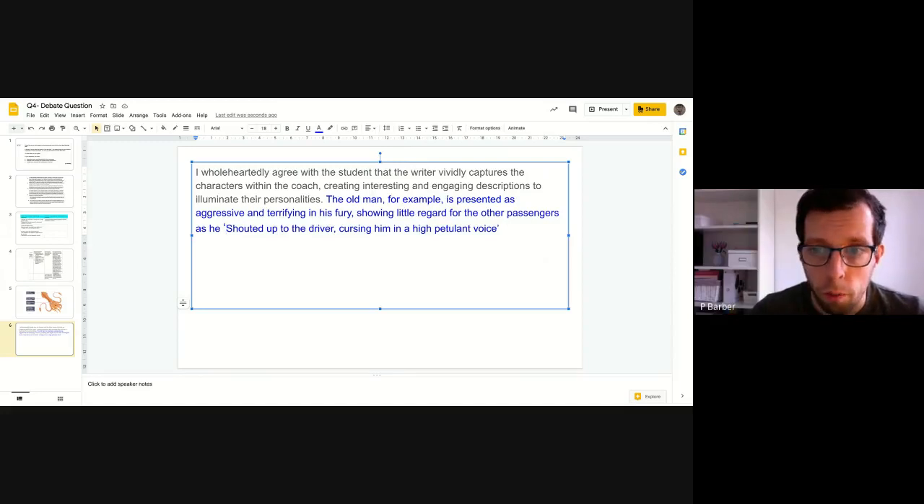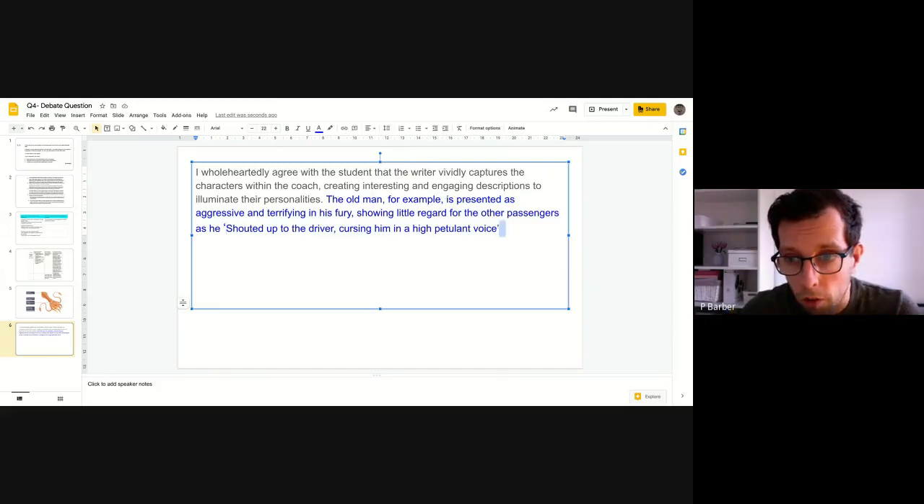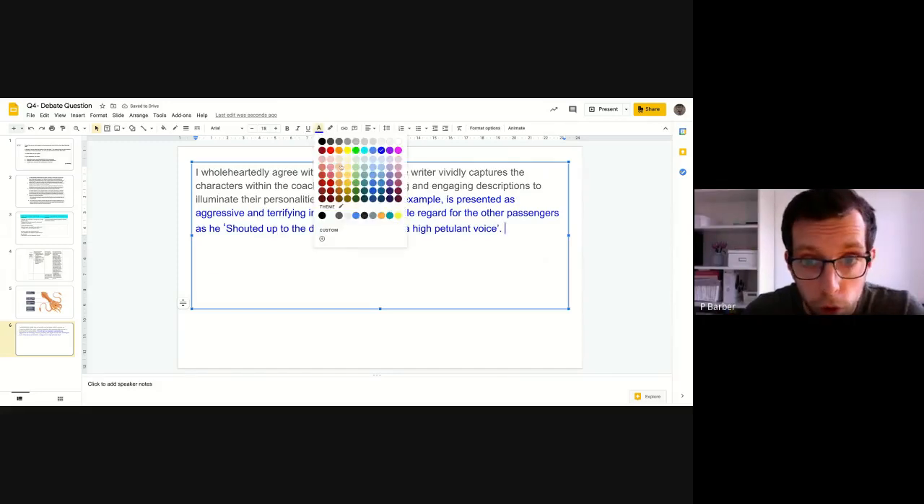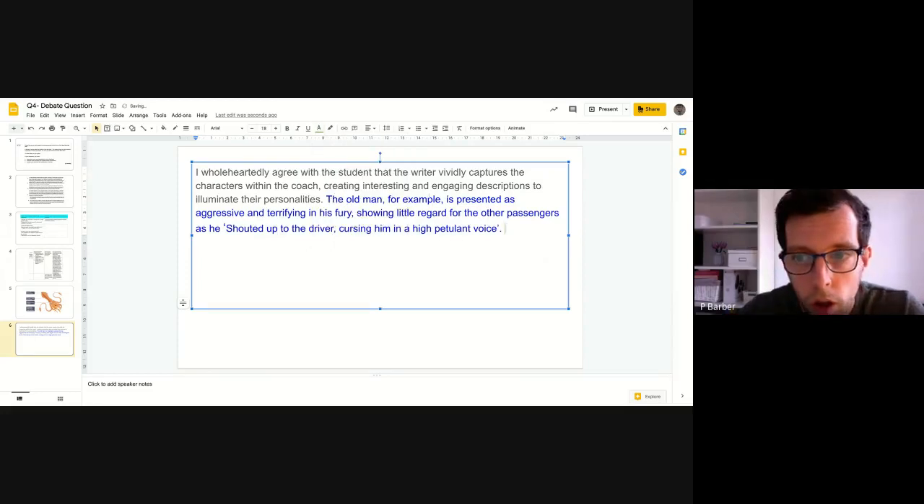The old man, for example, is presented as aggressive and terrifying in his fury, showing little regard for the other passengers as he, and I've embedded rather than saying, for example, shouted up to the driver, cursing him in a high, petulant voice. Now, what we need to do here is make our inferences. We need to zoom in on particular aspects of the language. So, for example, we might want to look at something to support the idea of being aggressive and terrifying, which is his shouting and his cursing.